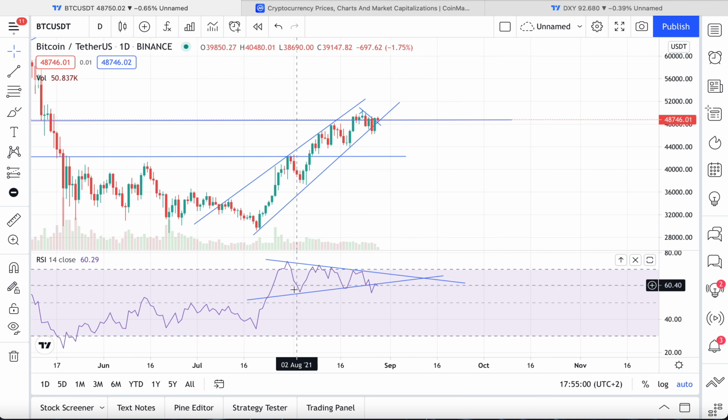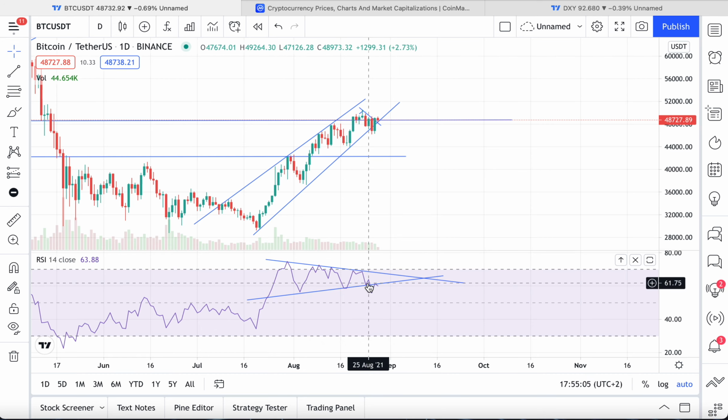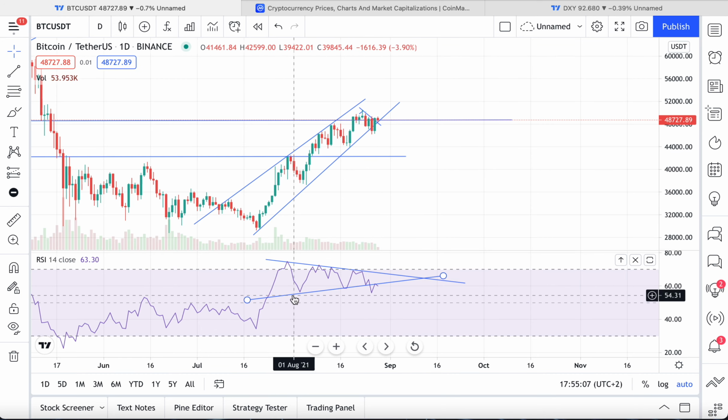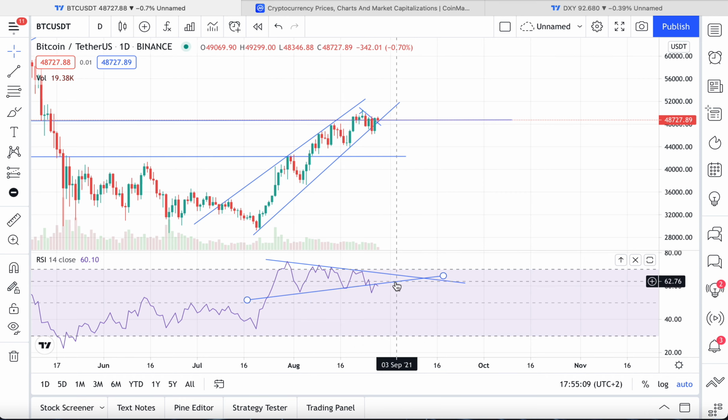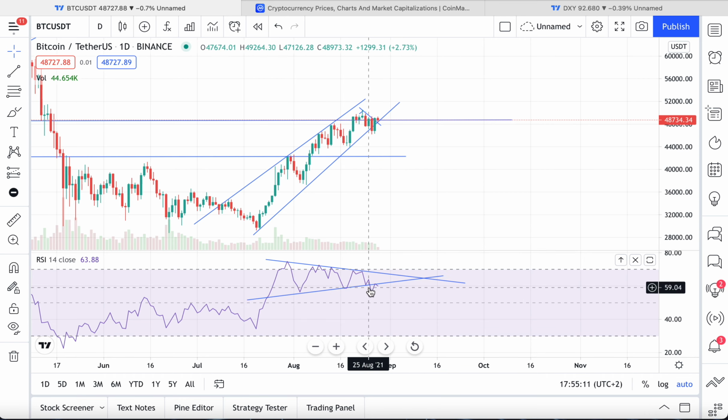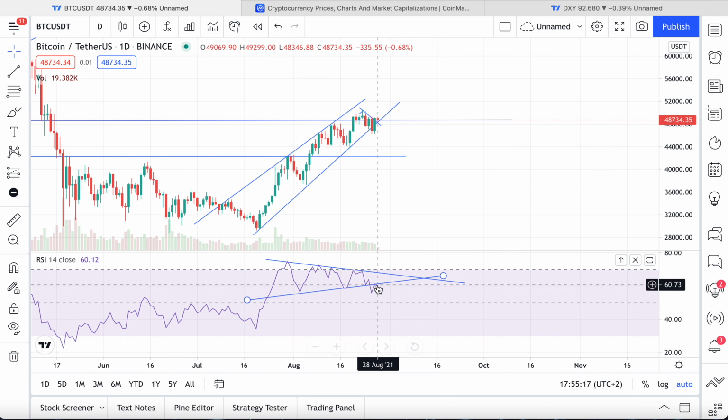And finally, look what happened. When we dropped, we broke down out of this triangle that I made on the RSI. And guess what happened now? We went up, backtested it again, and so far at this moment it is being rejected and is going down. So it's very important to look at the RSI.